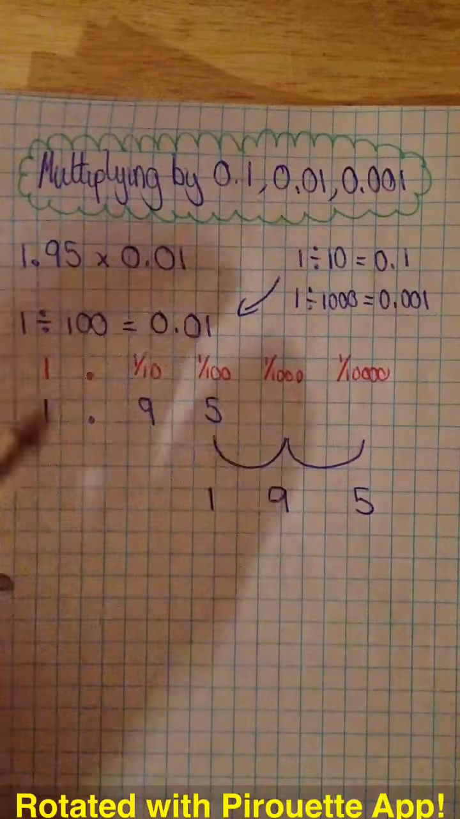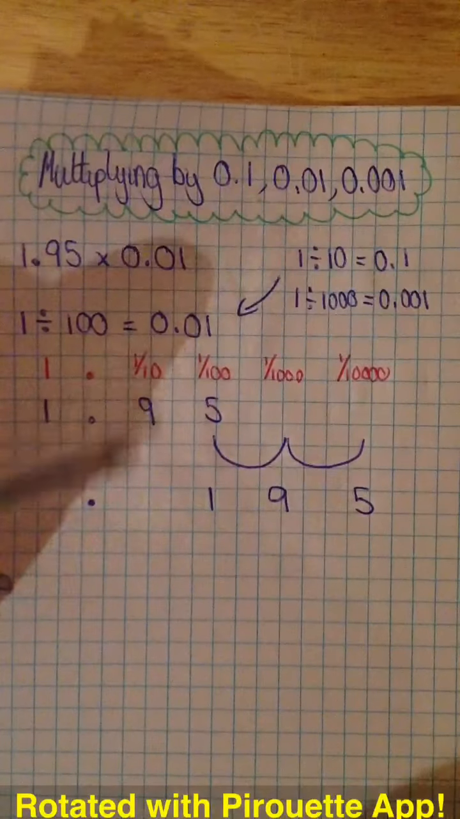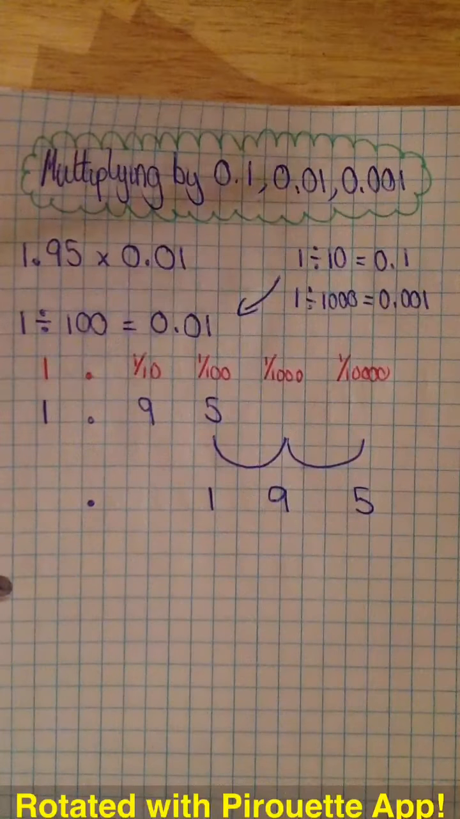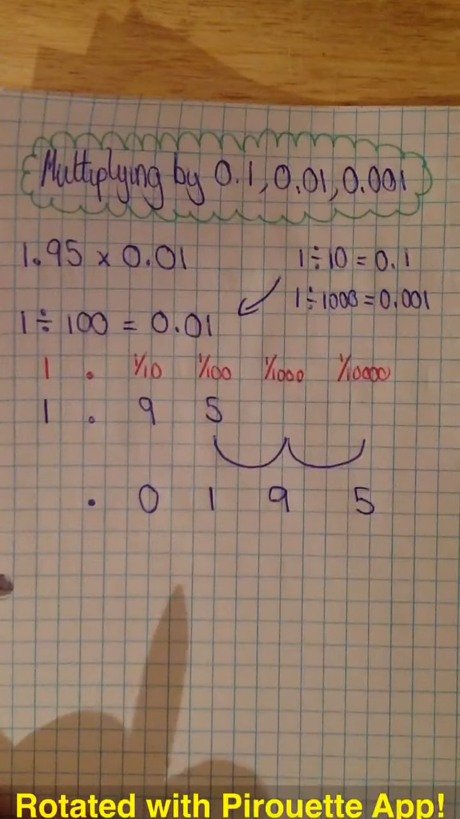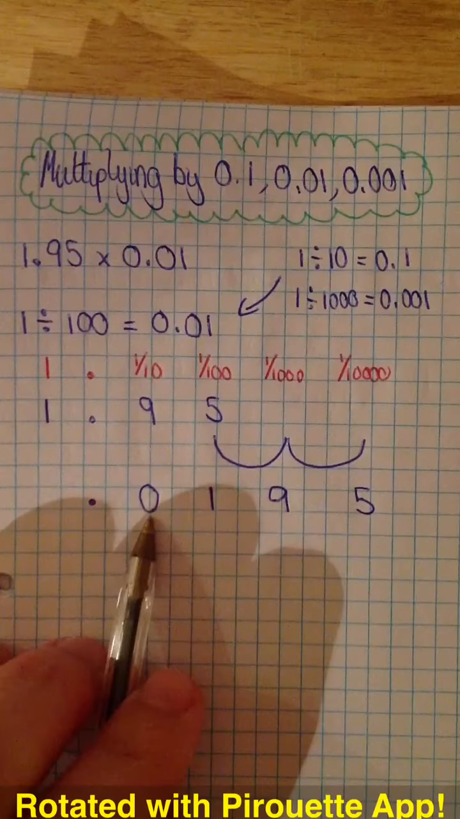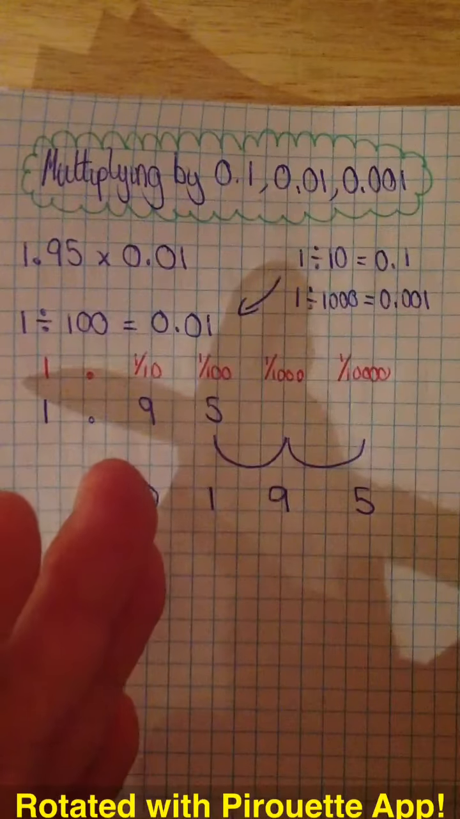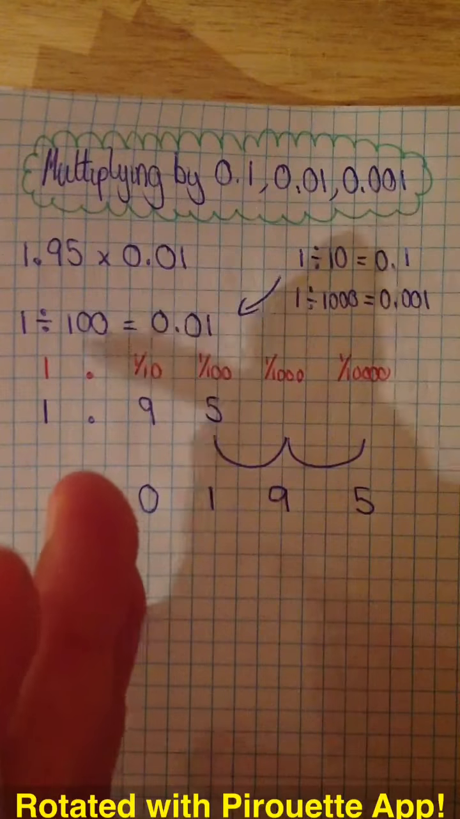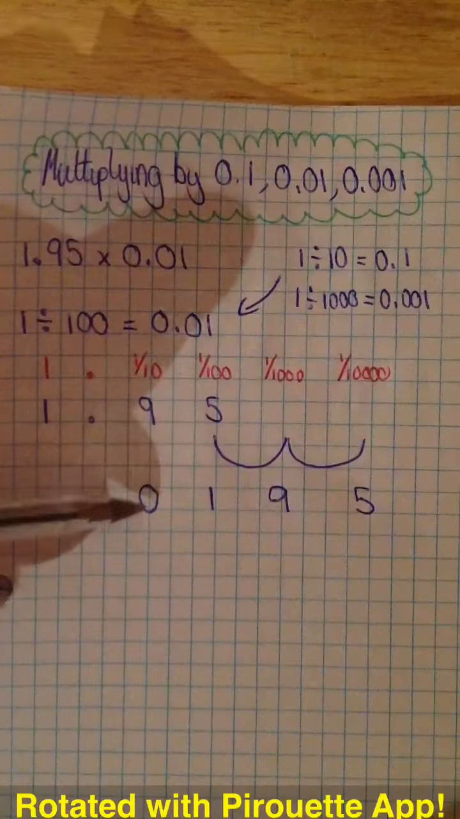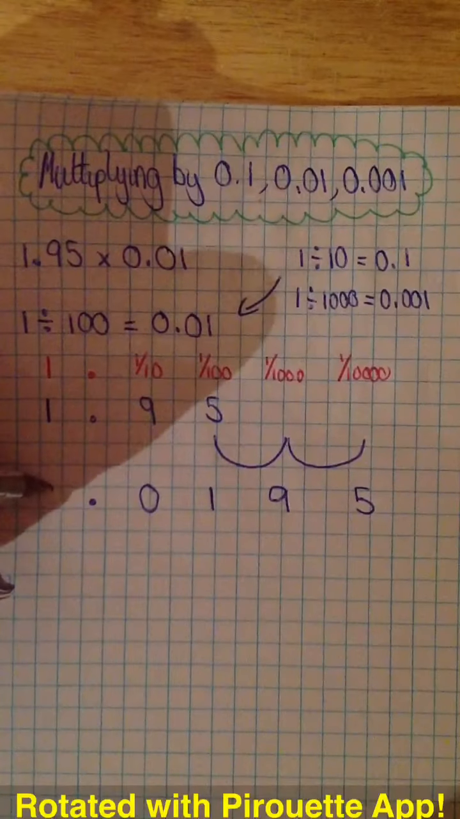Now, I mustn't forget my decimal point. However, I have a slight problem. My tenths column is empty, which means I need to fill it with a place value holder. I need to put a 0 in that column. I have no tenths, but I have numbers in the smaller place value columns. So I need to fill my tenths column with a 0. I also need to fill my units column with a 0.